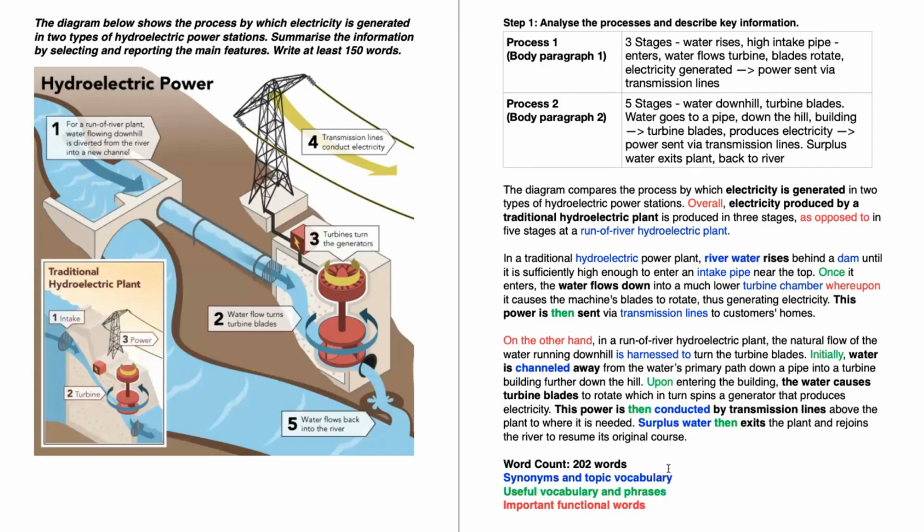For our useful vocabulary and phrases, I have some sequencing here. So I have once and then. So this shows the order, what happens, and then what happens as a process. And whereupon is another great functional word. It basically is a way to say where something happens. Again, I see water flows down, that is active, and then this power is then sent.